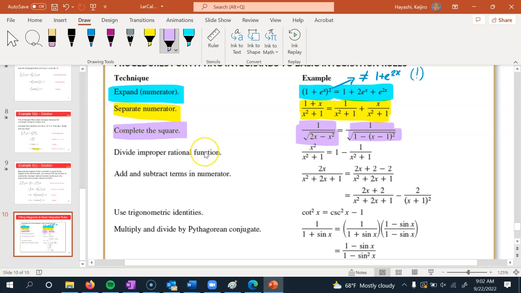If you have an improper rational function, and by that I mean a rational function where the power on the top is at least as great as the power on the bottom, so the numerator's power is greater than or equal to the power in the denominator, then do the polynomial division. See what it comes out to. And that's basically the third of those integrals that we looked at.